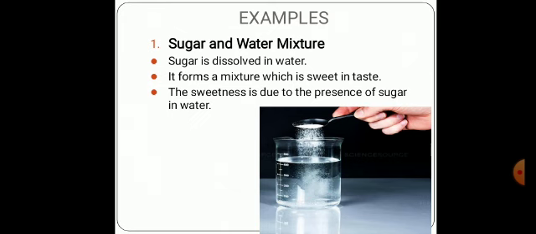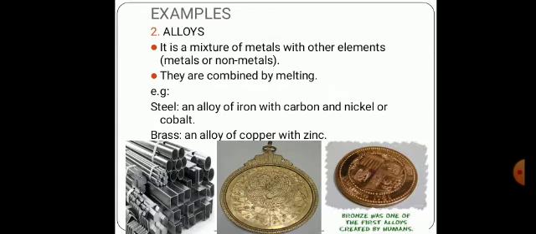It is a mixture which is sweet in taste. It's a combination of two substances, sugar and water, and they are not chemically combined together, they are physically combined together. It forms a mixture which is sweet in taste. The sweetness is due to the presence of sugar in water. So it's a mixture because sugar and water mix together physically, and it is sweet in taste.